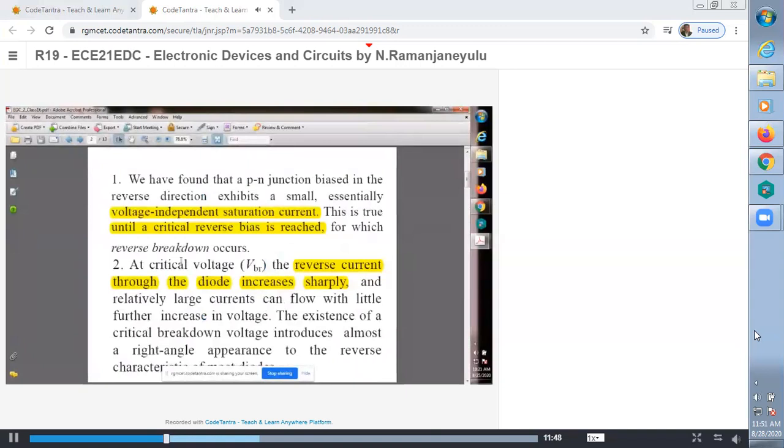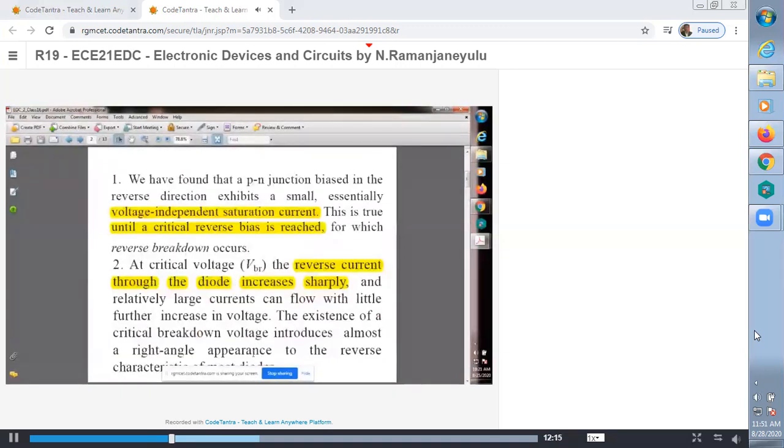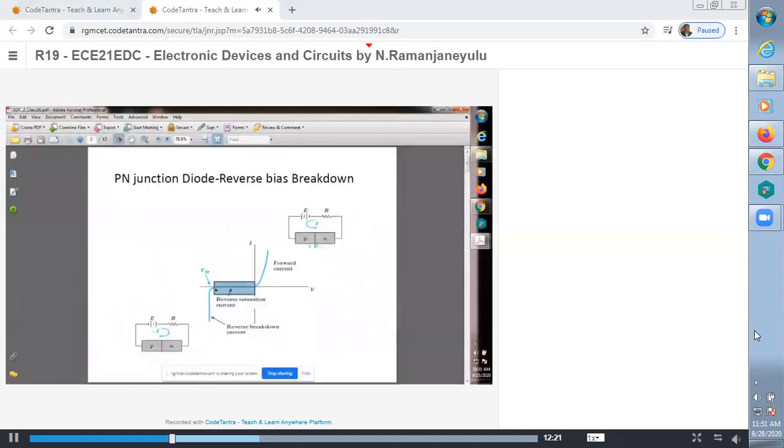Now at the critical voltage, the breakdown voltage, the reverse current through the diode increases sharply. A huge amount of current flows through the PN junction. A relatively large current can flow with a little further increase in voltage. The existence of a critical breakdown voltage gives an almost right angle appearance to the reverse characteristics of the diode. The slope is almost vertical here, like a right angle behavior.